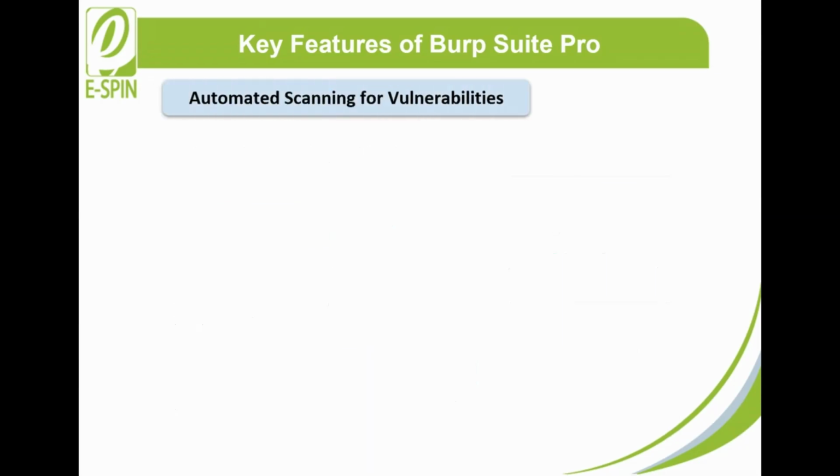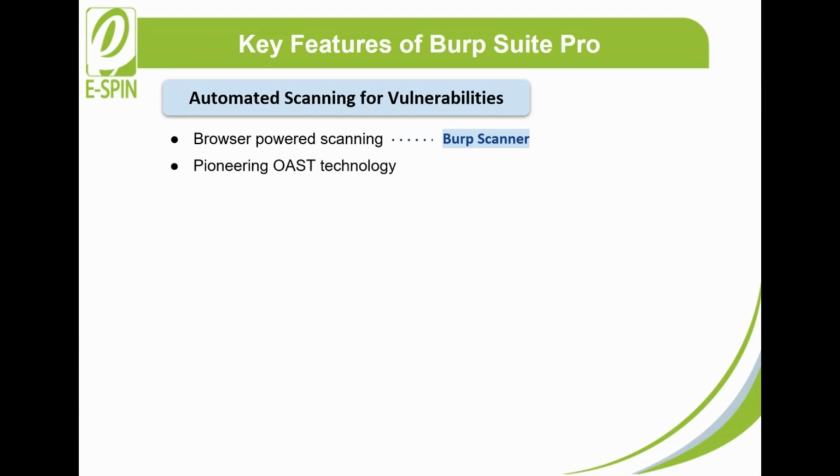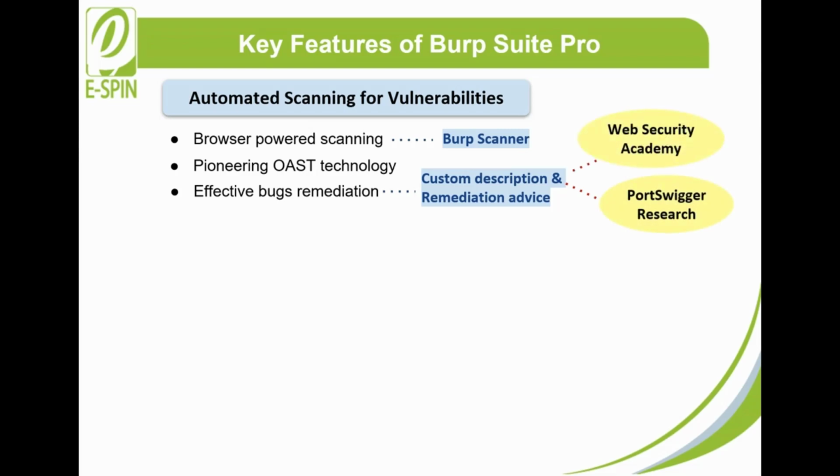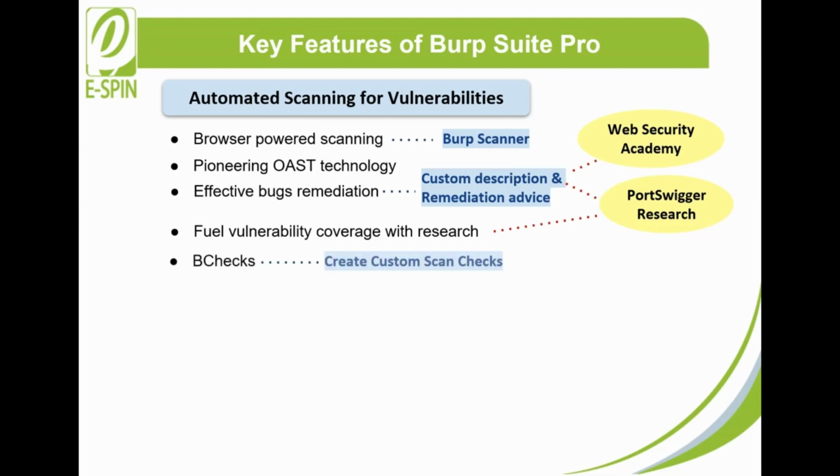Automated scanning for vulnerabilities offers browser-powered scanning, which involves Burp Scanner using its embedded browser to render its target, allowing it to navigate even complex single-page applications, SPAs. Pioneering OAST technology that reduces false positives. Effective bug remediation, through custom descriptions and step-by-step remediation advice for every bug, from PortSwigger Research and the Web Security Academy. Fuel vulnerability coverage with research through cutting-edge scan logic from PortSwigger Research, along with coverage of over 100 generic bugs. BChecks that enable you to create custom scan checks for Burp Scanner, written in a simple text-based language.